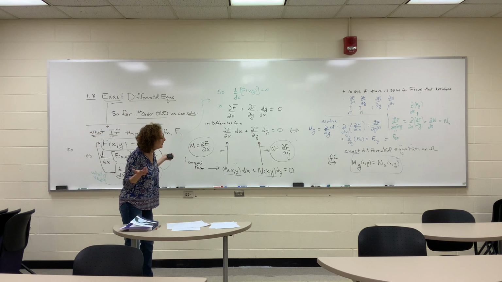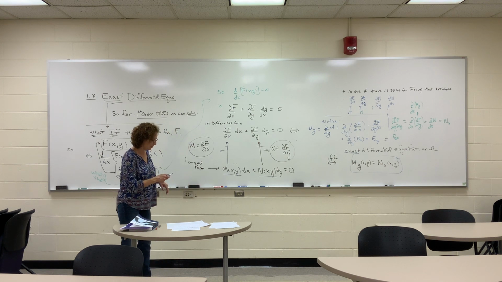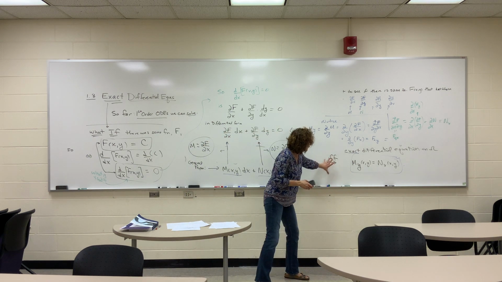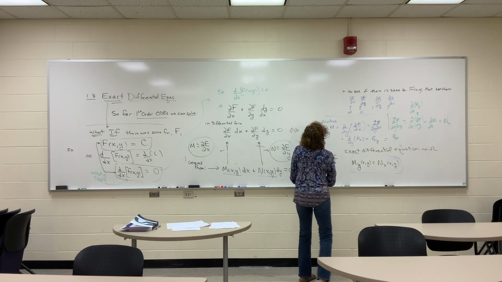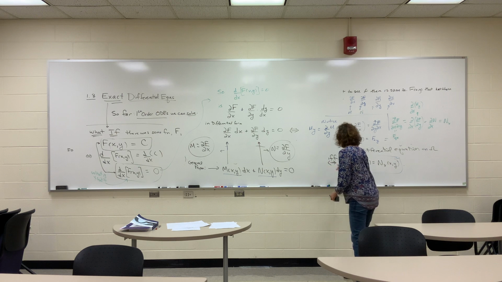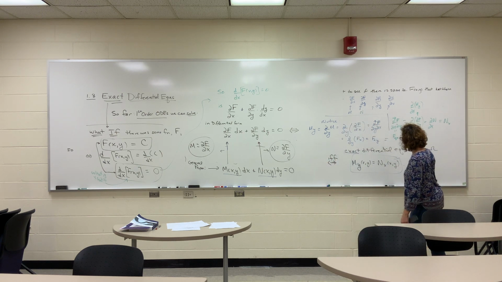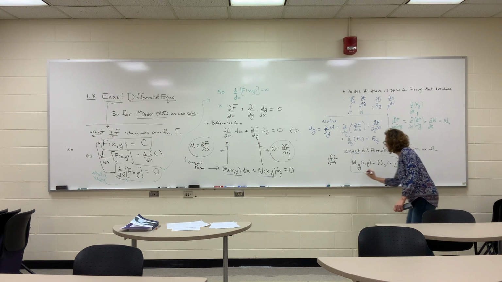So let's do another example now that we kind of know what we're shooting for. The proof is fun, but we won't do it because we don't have time. At least the one direction, at least this direction. Okay, so here's our test for exactness. This becomes our test for exactness.